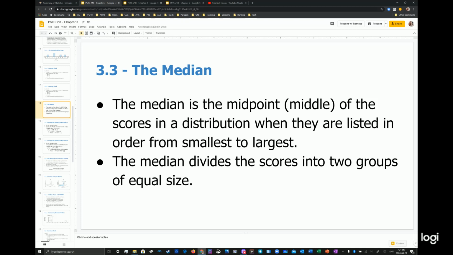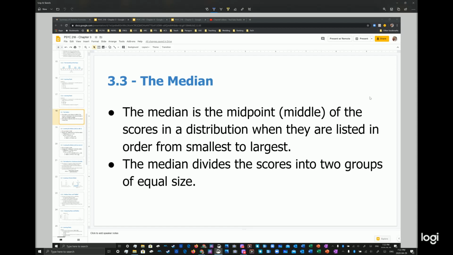Getting right into it, we're continuing with the median as the second covered measure of central tendency. The median here, as the outline says, is the middle score, the midpoint, when, and this is key, we rank or order the distribution from smallest to largest.